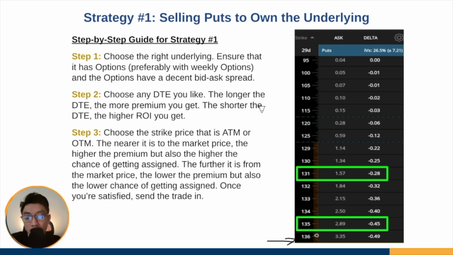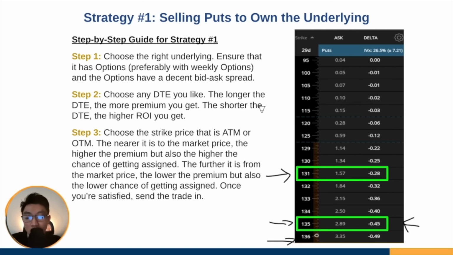So basically the market price is somewhere below down here, right? 135, as you can see down here, is slightly below where the market price is, and 131 is what you call out of the money. So for this example, we will call 135 at the money. What you notice is that the one that's nearer to the market price, the premium is higher, you get about $2.89, but you also have a higher chance of getting assigned, right?